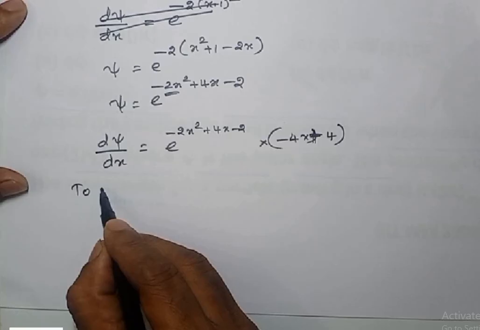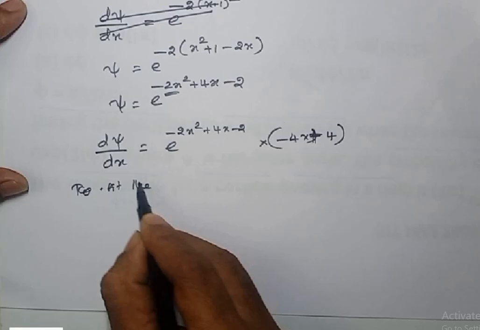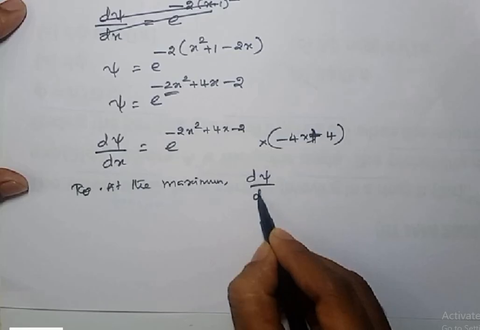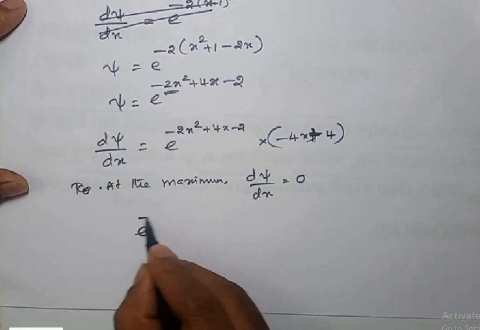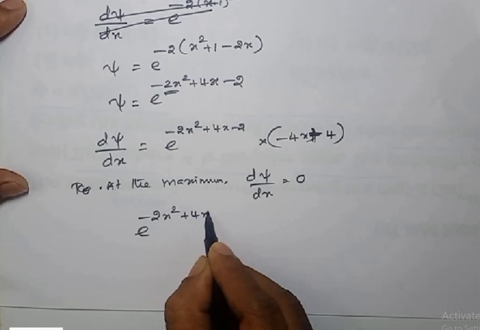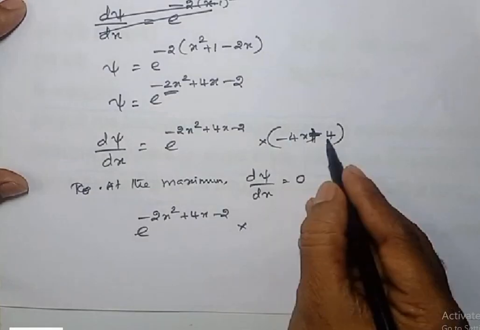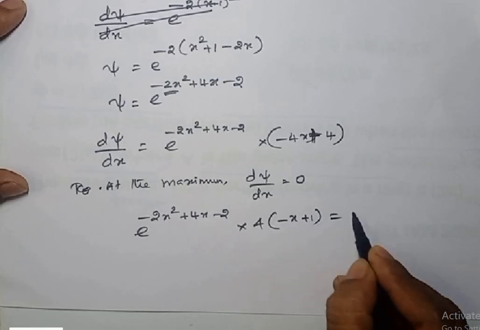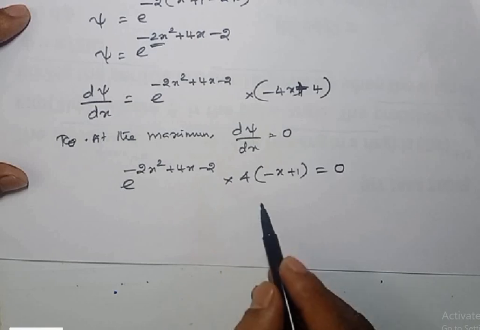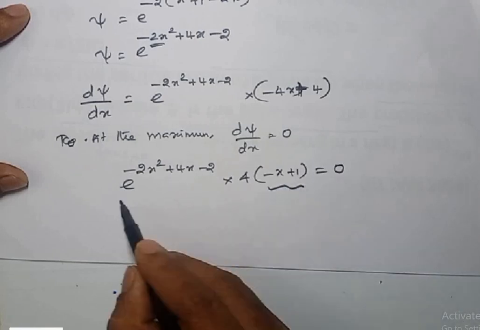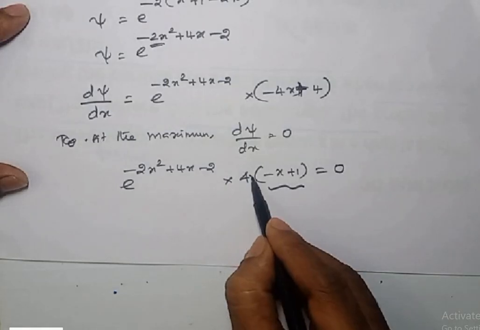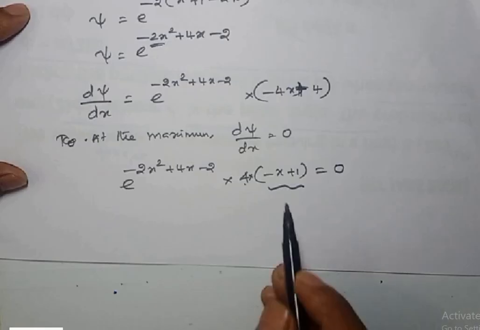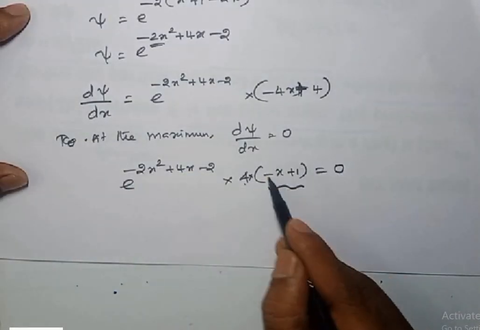At the maximum, d psi by dx equal to 0. So which means e power minus 2x square plus 4x minus 2 into, I'll take 4 as common here, 4 into (minus x plus 1) equal to 0. Okay, so either this quantity should be 0 or this quantity should be 0. Here you bring the 4 to the right hand side, 0 by 4 is 0 only.